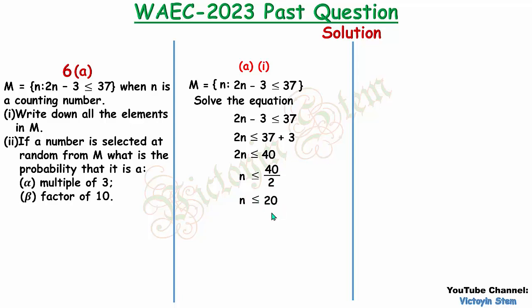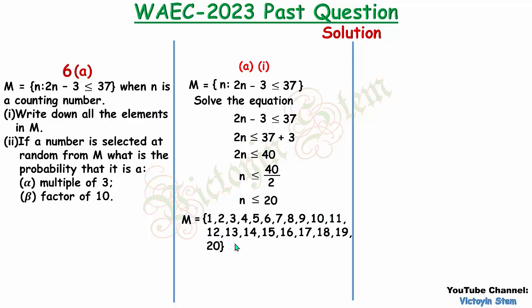Okay? Now that I've gotten my n, it means that if M is likened to be the universal set, the element of n has been defined by this equation, meaning M will now be equal to, I use a curly bracket, all the counting numbers from 1 to 20. 20 is inclusive because the inequality is less than or equal to. So I'll write my values here.